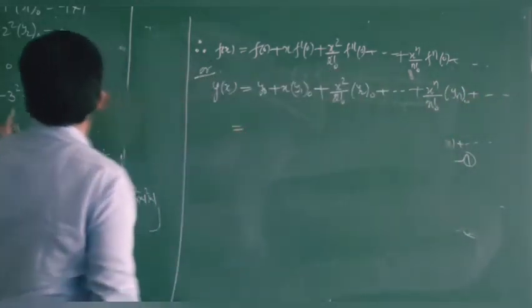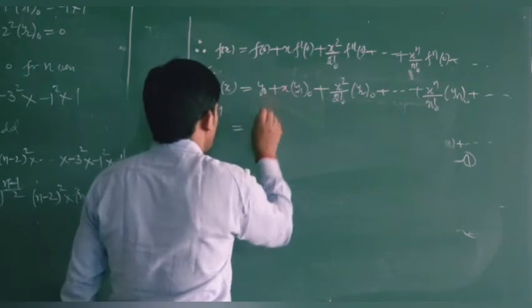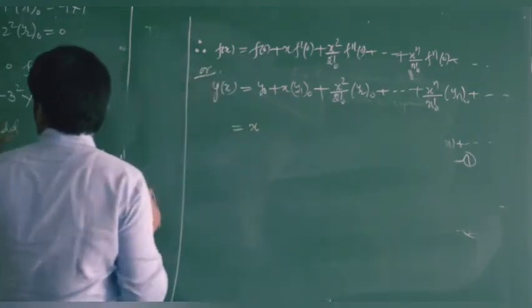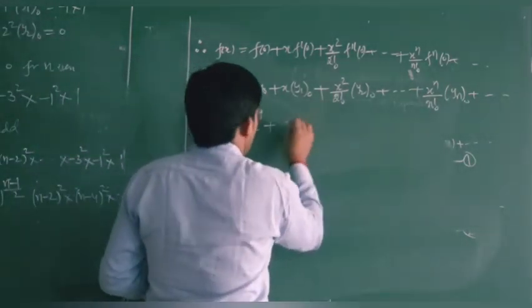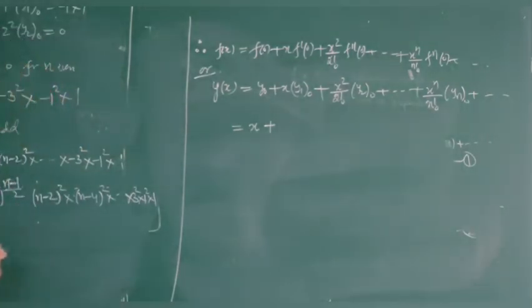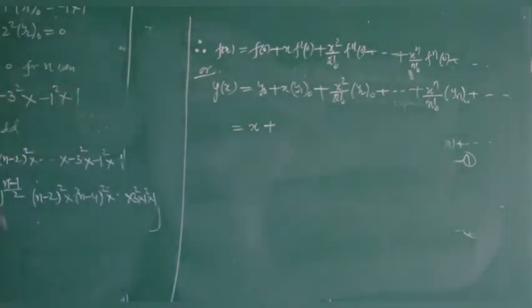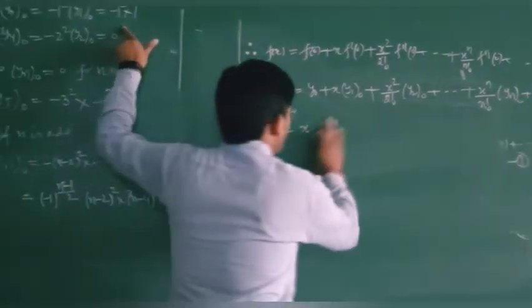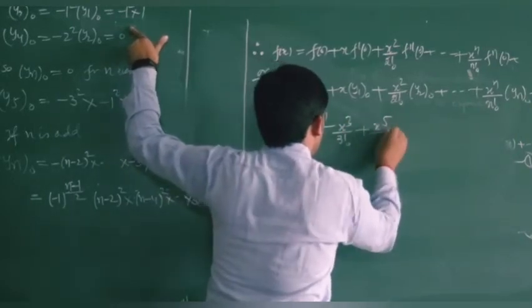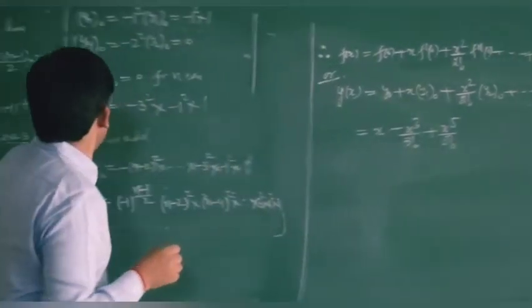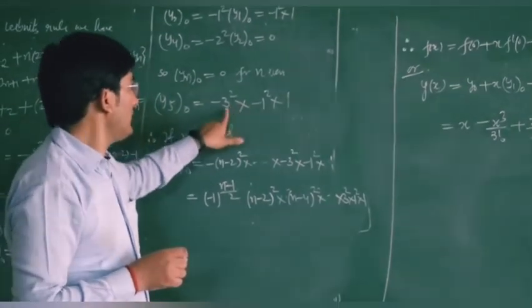Now, your y(0) was log 1, and log 1 was 0, so this is 0. Then x into y1(0). Our y1(0) was 1, so the first term is x. Then the next term is x square upon factorial 2 into y2(0). y2(0) was 0, so the even terms are 0. Then x cube upon factorial 3, y3(0). Your y3(0) is minus 1, so the third term will be minus x cube upon factorial 3. Then the fifth term will be x power 5 upon factorial 5, y5(0). Your y5(0) is this one. Minus minus plus, so we have 9.